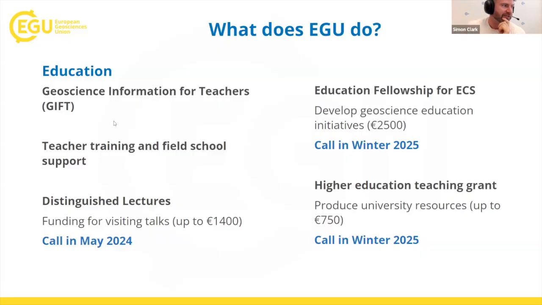Anyway, that includes distinguished lectures, where you can apply for funding for an expert to come to your university or research institution and provide a talk. We provide funding for up to 1,500 euros. That includes travel costs, accommodation, etc. That call opens in May. So if you want to have a talk from a particular person you're interested in, or your institute might be interested in, keep an eye out for that.